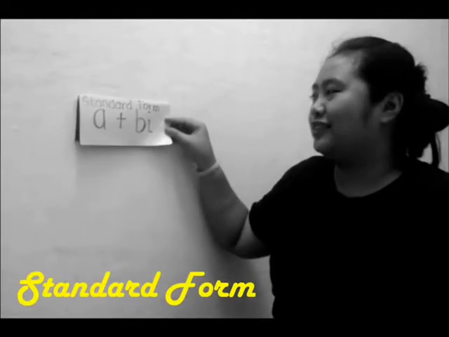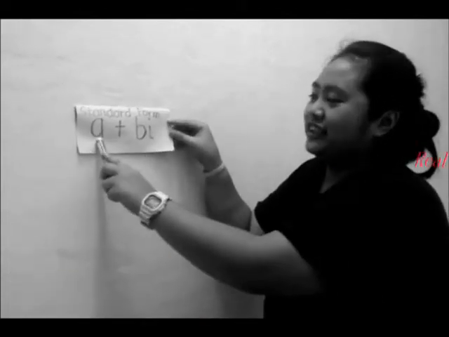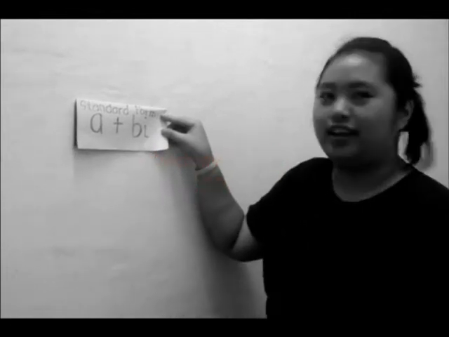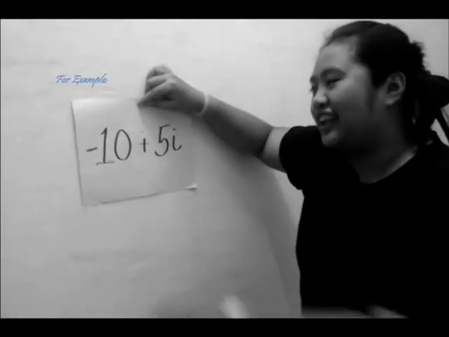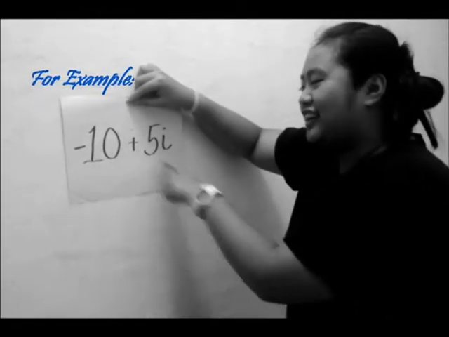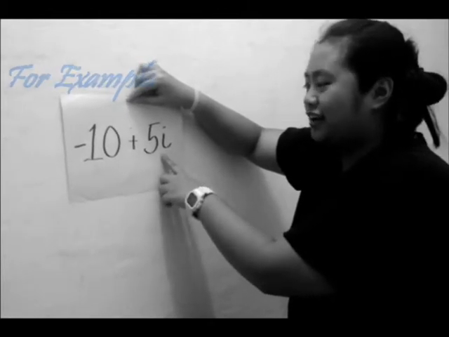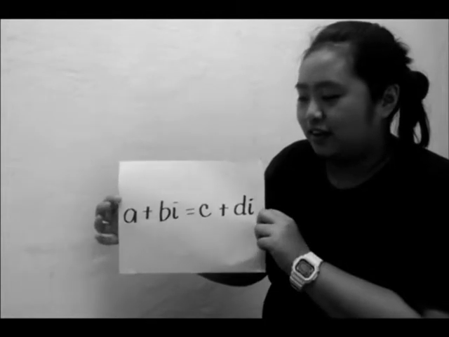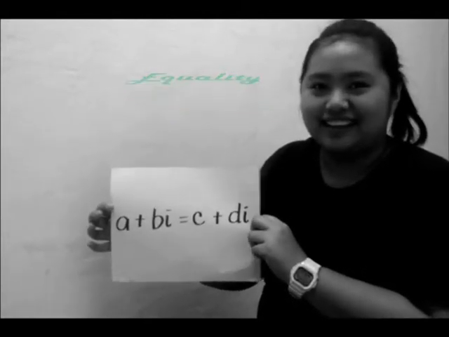The example of standard form. a is the real number and bi is the imaginary part. This is the real number and this is the imaginary part. In this example, you can call this an equality.